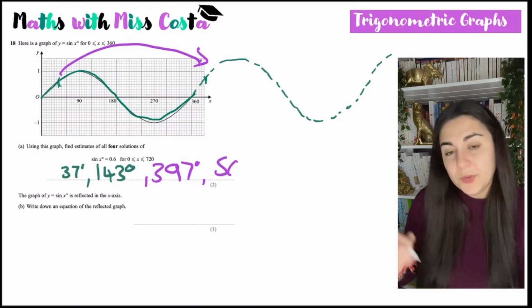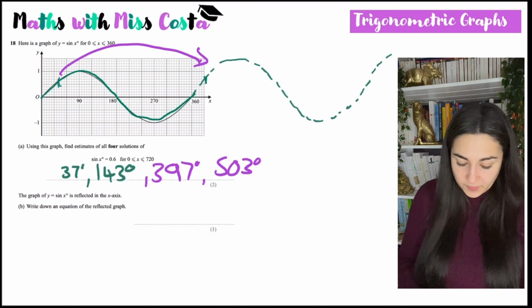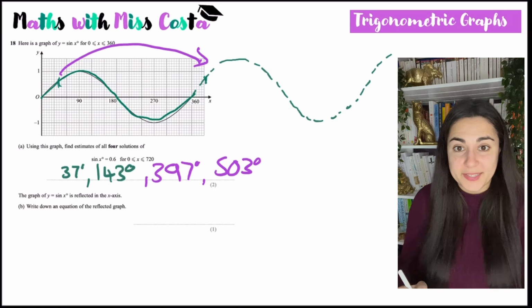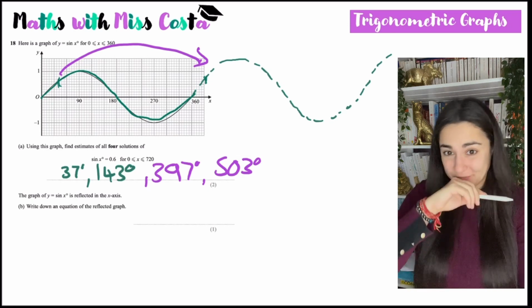Okay, so you use this graph to figure out what you can. And then you know that the graph repeats itself every 360 degrees. It's like a repeating pattern. Repeating curve, oscillating.